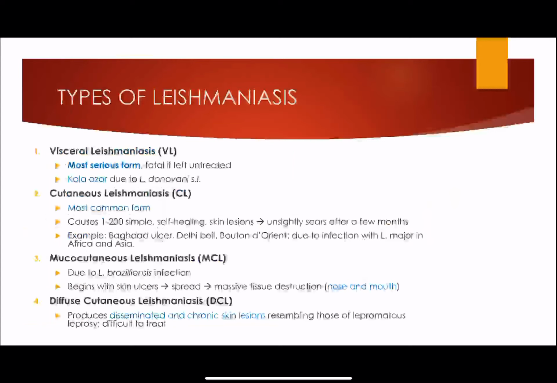The third one is the mucocutaneous leishmaniasis due to Leishmania brasiliensis and begins with skin ulcers that spread and cause mass tissue destruction, most especially in the nose and the mouth, kaya siya mucocutaneous, pati mucous membranes. Diffuse cutaneous leishmaniasis produces disseminated and chronic skin lesions resembling those of lepromatous leprosy, and that's difficult to treat.